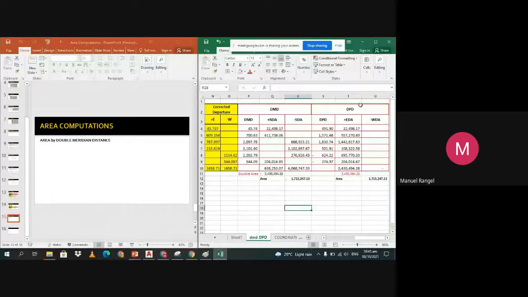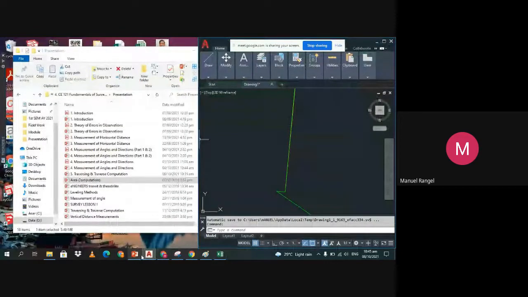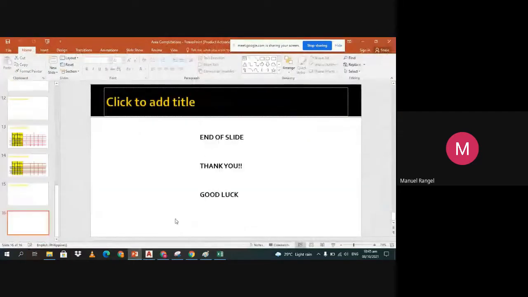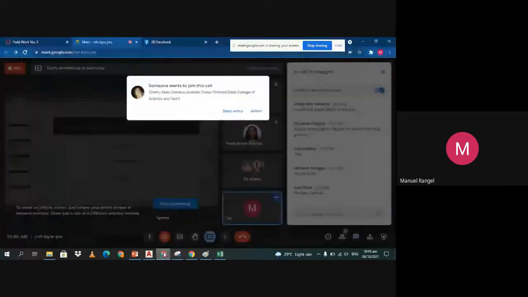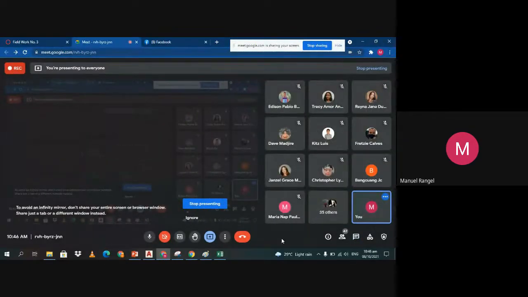Okay, so any questions on the computation of the area using the DMD and DPD methods? Just practice at home. Then for assignment number 2, I will post another problem for DMD and DPD so you can practice. So that's all for our lesson in the prelim. Any questions so far? I think none. So that's all for today. These are the topics for the prelim. Be prepared next week: Wednesday is the quiz and Friday is the prelim exam.